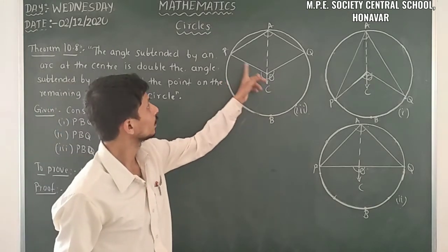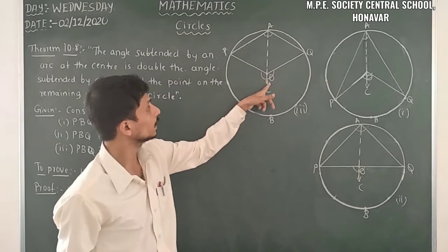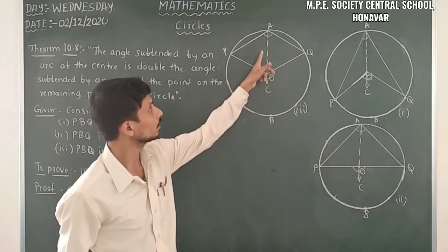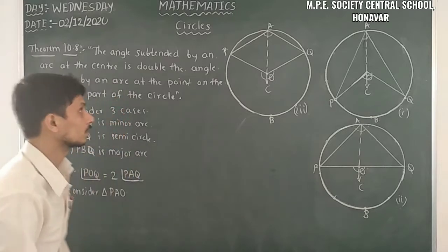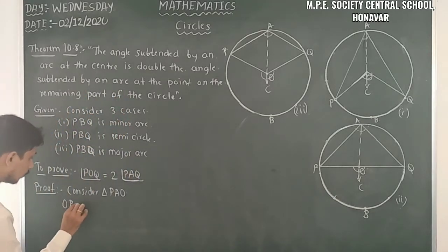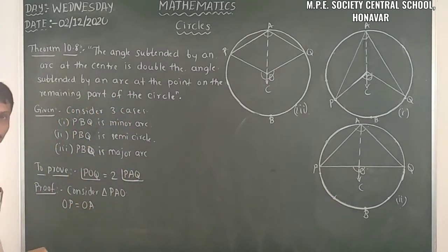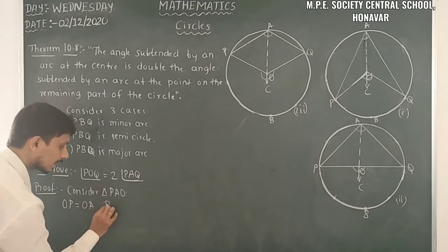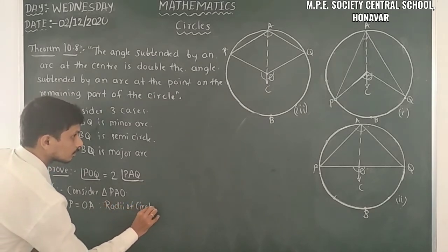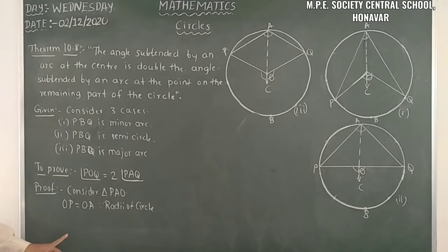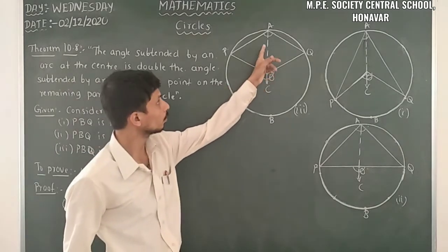So in that PAO, OP and OA, those 2 are equal because those 2 are radii of the circle. That is, OP is equal to OA because they are radii of the circle. So here just observe when we have OA and OP.